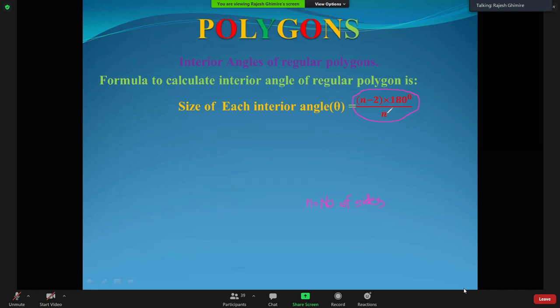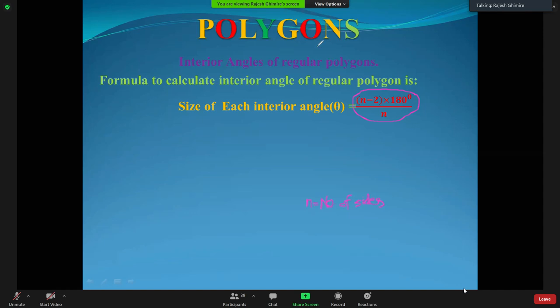Then what will be about the hexagon? What will be the size of each interior angle of a hexagon? The size of each interior angle of a hexagon will be (6 minus 2) into 180 by 6. 6 minus 2 will be 4 into 180 by 6. That will be the size of each interior angle of a regular hexagon. Hexagon means having 6 sides.